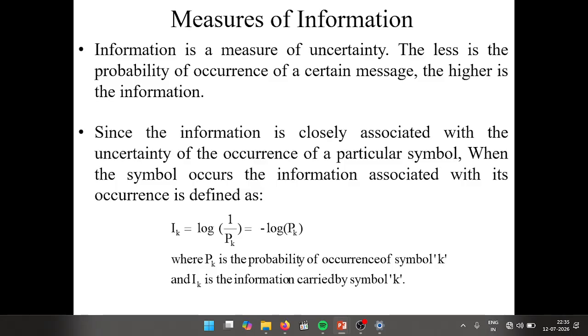Since information is closely associated with uncertainty, it can be defined by the equation: information Ik is equal to log of 1 by Pk. So the information is related to the probability of occurrence as inversely proportional, which can be given by the equation as minus log of Pk. Pk indicates the probability of occurrence of symbol k, and Ik is the information carried by the symbol k.